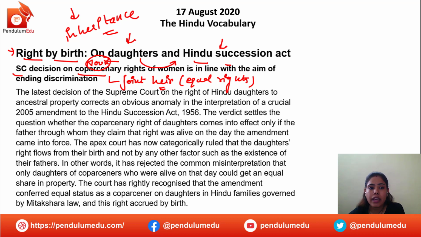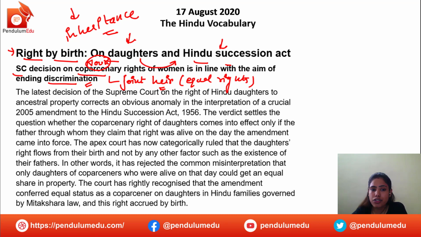Is in line with the aim of ending discrimination. Now, when we talk about discrimination in terms of gender bias, discrimination based on women and men in society, this particular decision of the Supreme Court that even women or daughters would have equal right is in sync or in line with the aim of ending discrimination.